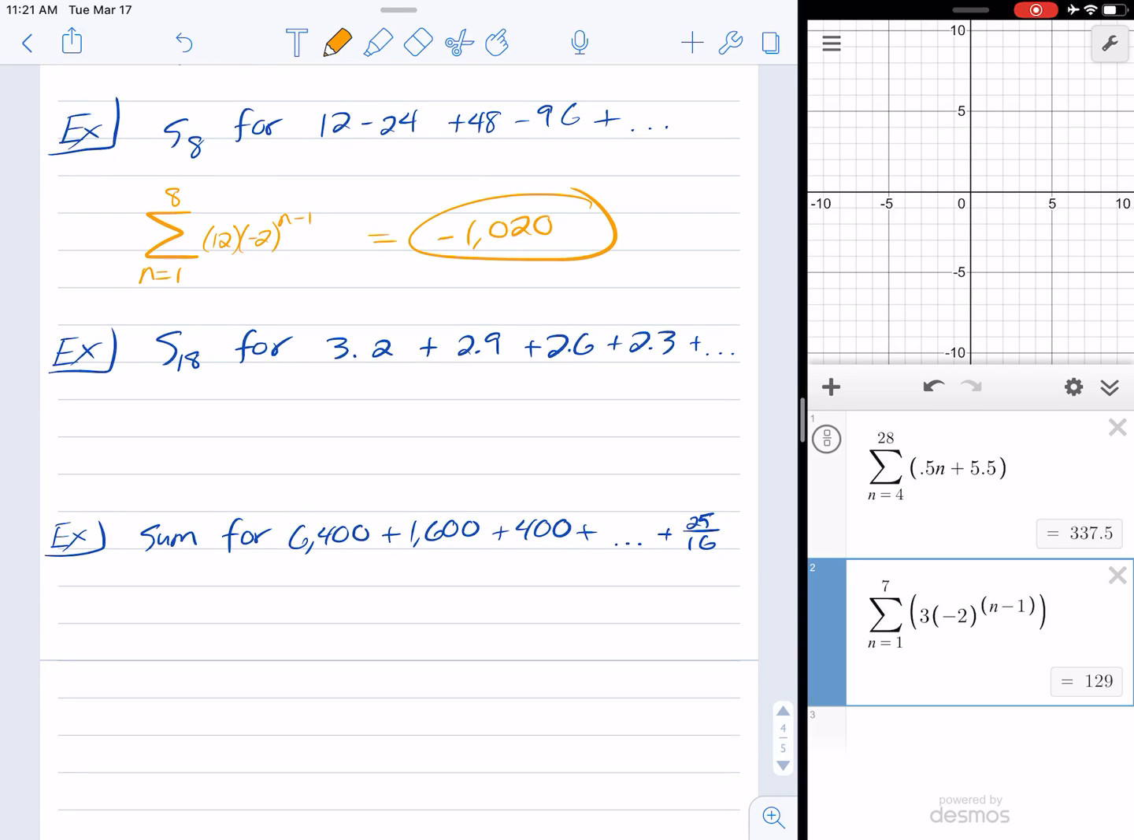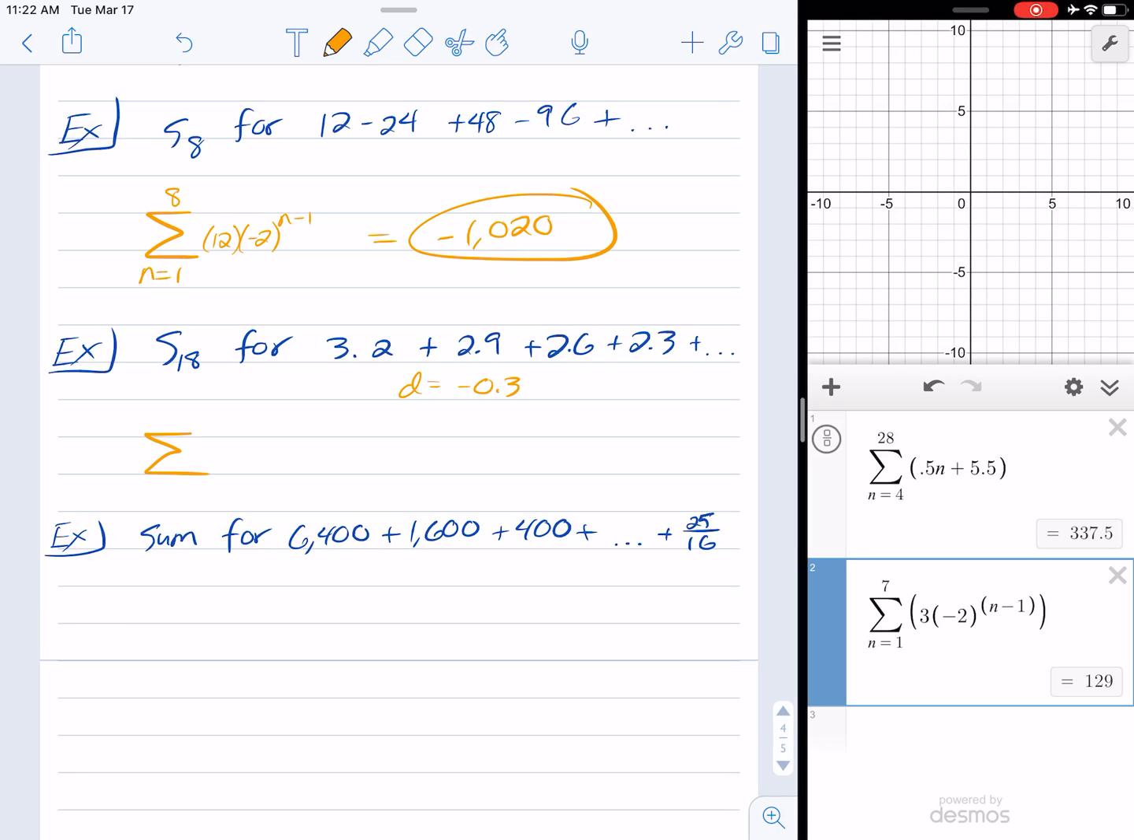For the second one, hopefully you notice this was not geometric. This was an arithmetic series. The common difference was -0.3. So we're finishing up this unit, hopefully, or we will be by the end of this week. We need to remember all of these. You're going to be asked to evaluate any of these on the test coming up next week.